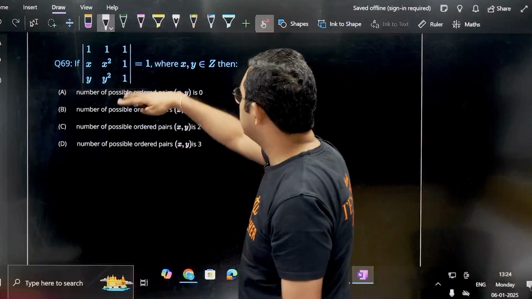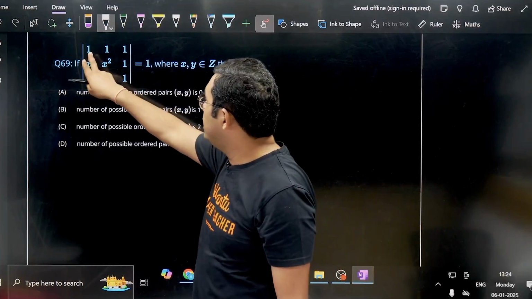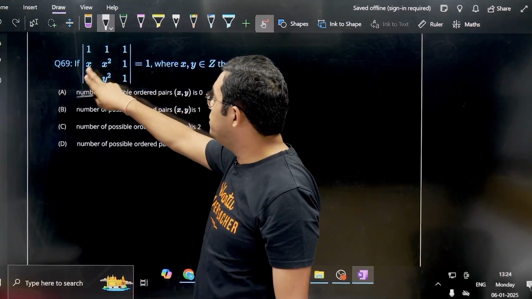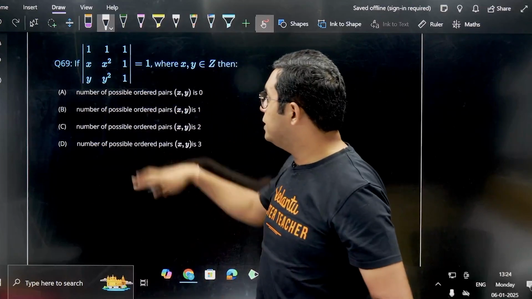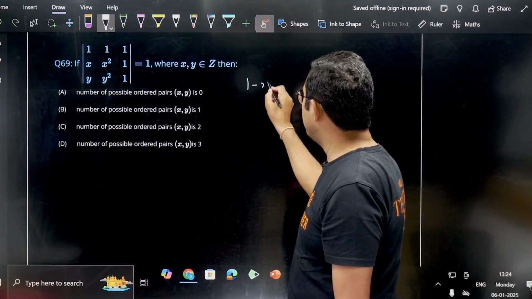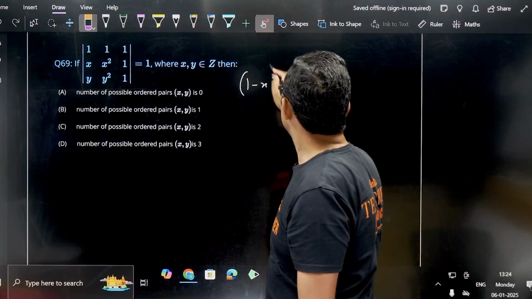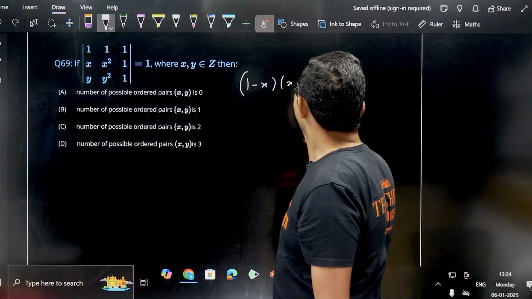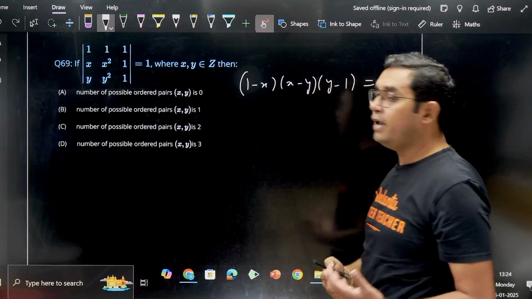Here we are given this determinant equal to 1. Now, this is one standard determinant, like 1 a square, 1 b square, 1 c square. In place of a we have 1, in place of b we have x, and for c we have y. So we can write it as 1 minus x, x minus y, and y minus 1, and that is equal to 1, where x, y are integers.